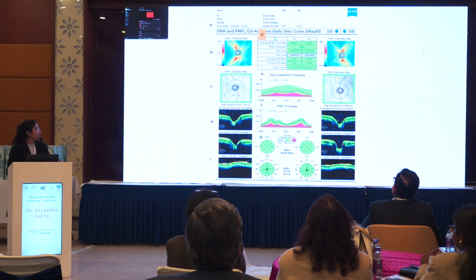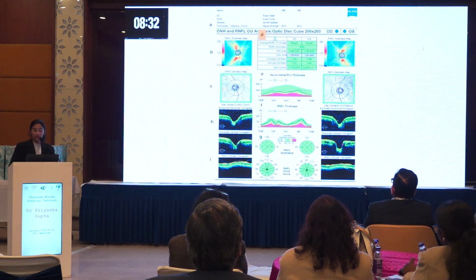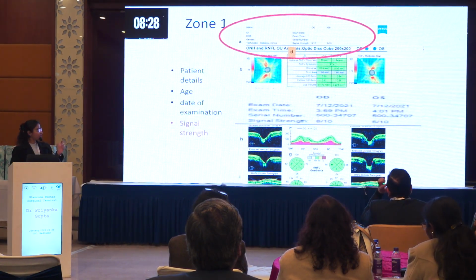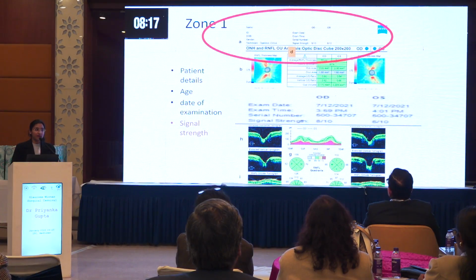So this is how a printout of an OCT looks. For ease of understanding, I've divided it into 9 zones. Starting with zone 1, at the top of the printout, it has the patient details, the name of the patient, the UHID. Here 2 checkpoints are the age of the patient. The date of birth of the patient should be entered correctly, because the machine compares the parameters of the patient to an age-matched normative database. So the age of the patient is very important.